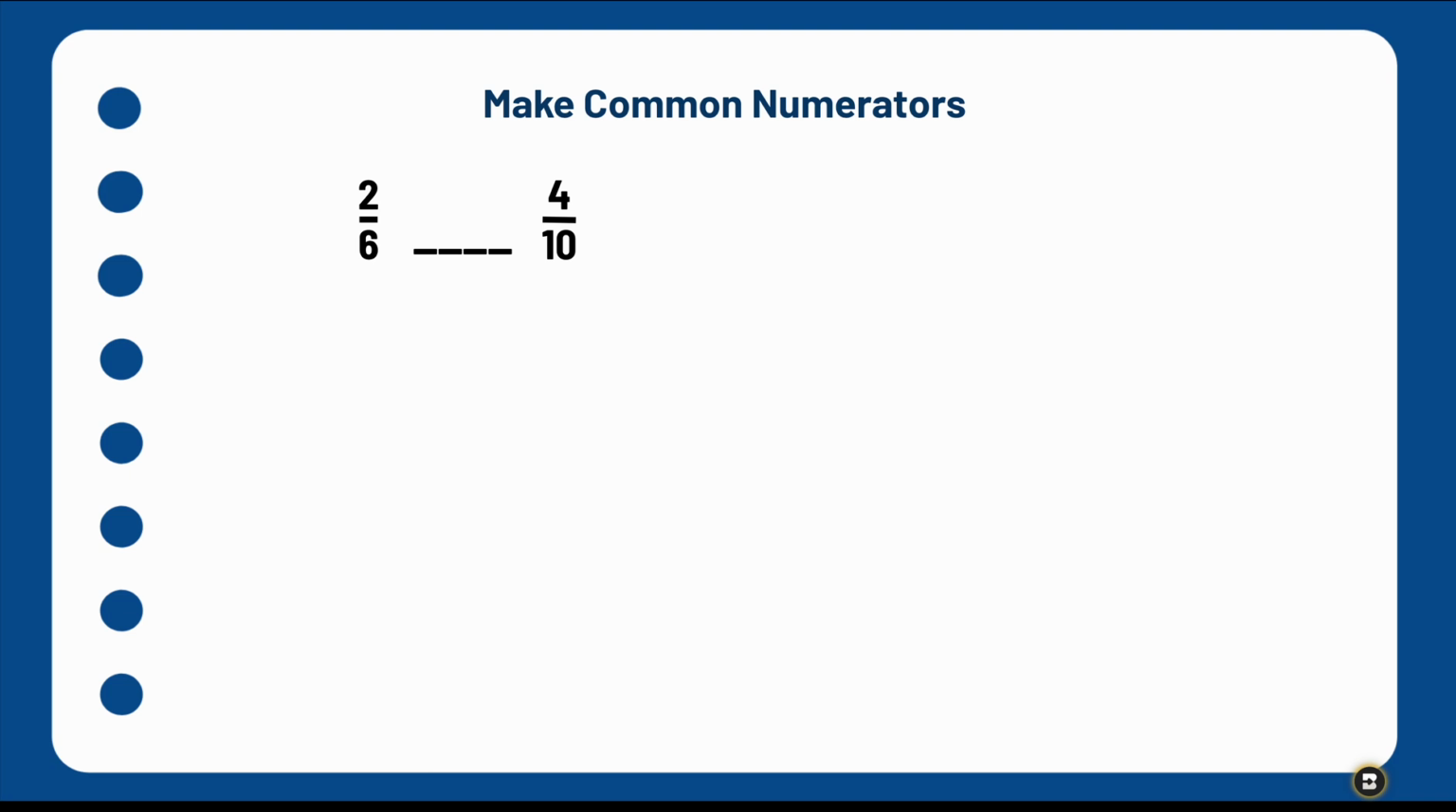I notice that the numerators are related to 4. 4 is 2 times as much as 2. We can rename one of the fractions to have the same numerator as the other fraction. Let's rename 2/6 using multiplication so that the numerators are the same. 2/6 is equivalent to 4/12. Now it is easier for me to compare 4/12 and 4/10.